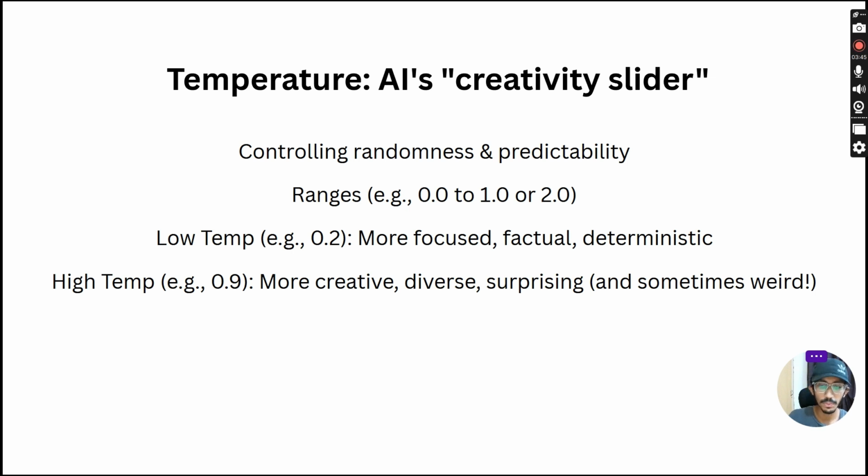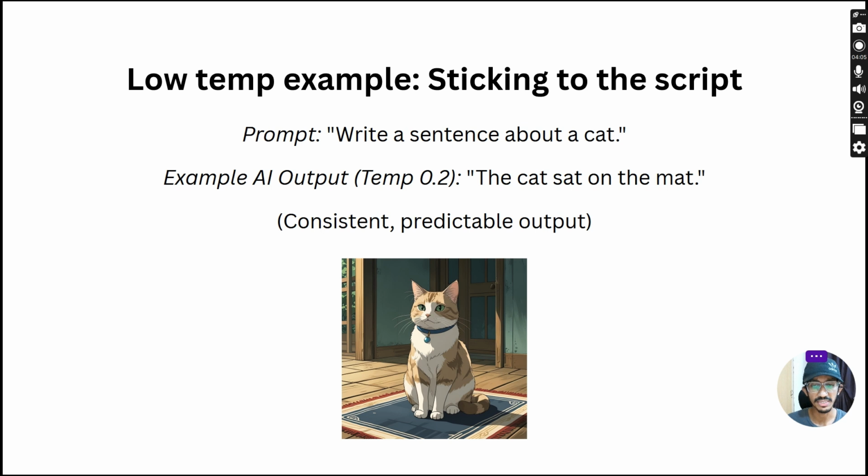Well, a low temperature, say around 0.1 or 0.2, makes the AI much more focused, deterministic, and factual. If you asked the same question multiple times, you're likely to get similar and straightforward answers. For example, if I prompt it with something like "write a sentence about a cat," at a lower temperature I might get something super simple like this: "The cat sat on the mat."